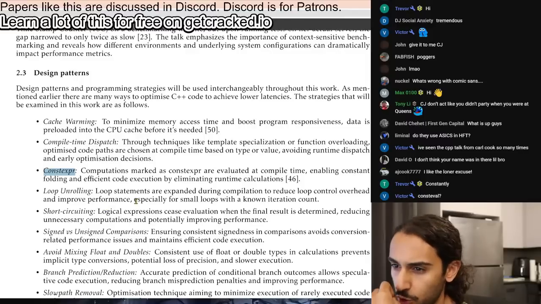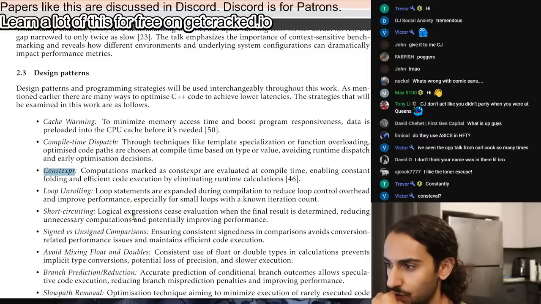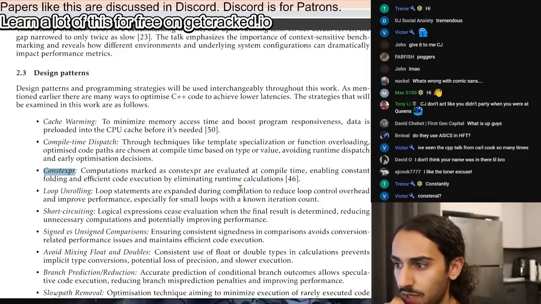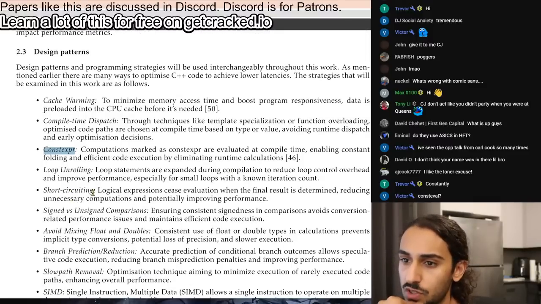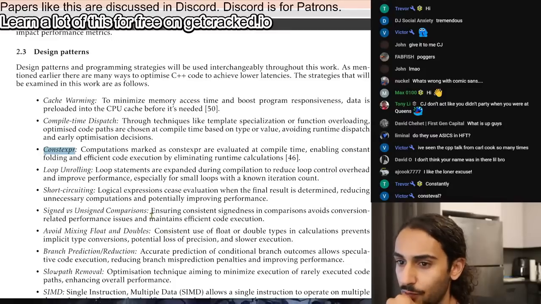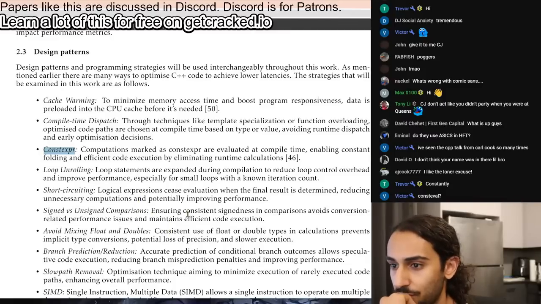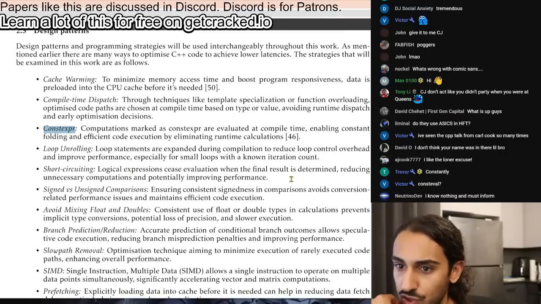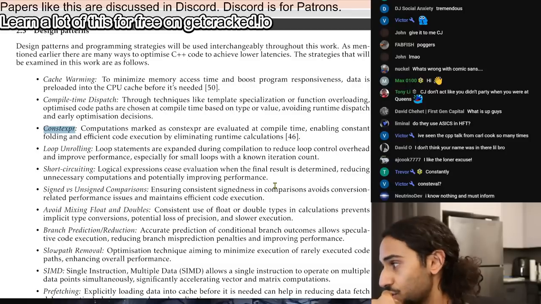Loop unrolling. Loop statements are expanded during compilation to reduce loop control overhead and improve performance, especially for small loops with a known iteration count. Short circuiting. Logical expressions cease evaluation when the final result is determined, reducing unnecessary computation and potentially improving performance. Signed versus unsigned comparison. Ensuring consistent signedness in comparisons avoids conversion-related performance issues and maintains efficient code.